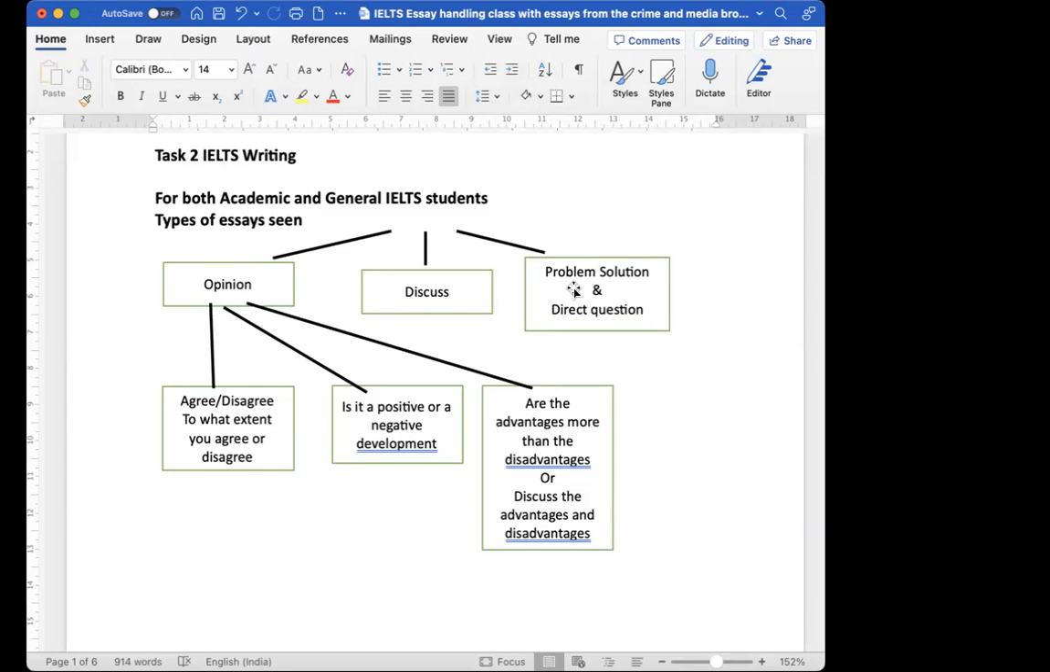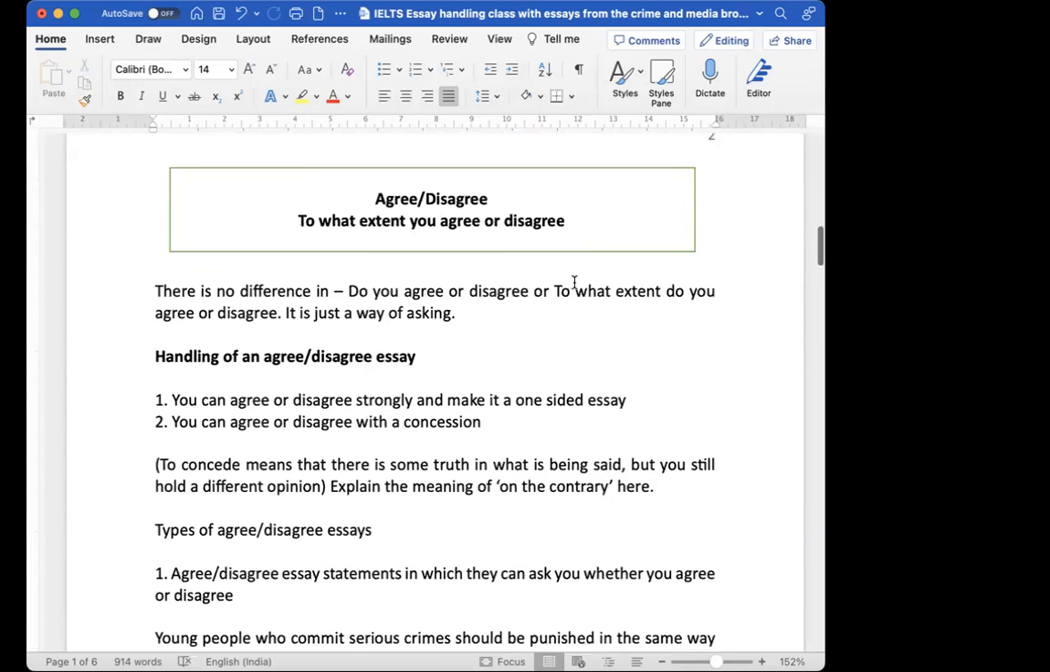All right. Now agree, disagree. The first type of essay, agree, disagree, or to what extent do you agree or disagree? Okay. Preeti, what is the difference in agree, disagree, and to what extent do you agree and disagree? Ma'am, if someone is saying something, then I will give my opinion whether I agree, like I am satisfied. Oh, what is the difference in do you agree or disagree, and to what extent do you agree or disagree?